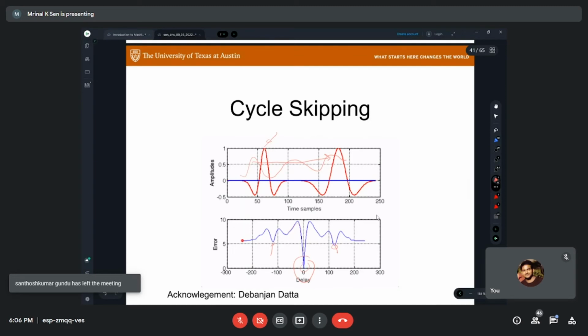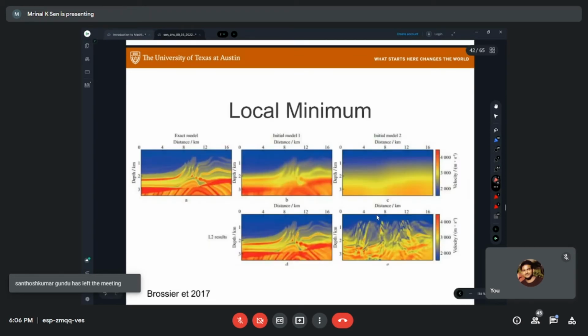So how do we get around this? There are many different ways of doing this. One of the most common approaches is to start with a smooth model and lower frequency, and then increase it. This is an example of a local minimum problem. This is your exact model, and this is a very good initial model, so your final result looks close to the true model. However, if you start with this initial model, you can see that it gets stuck in a local minimum, and it gives you a model that is very different from the true model.